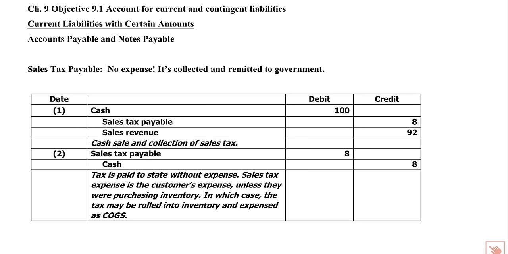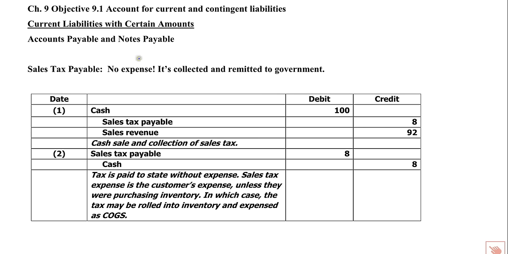All right, so the way the liabilities are structured goes from current liabilities, and then we're going to get down to the long-term liabilities. So first we're going to consider current liabilities that have certain amounts. So we have accounts payable, notes payable, sales tax payable. There's lots of different items that can fit in here. But the sales tax one is here because it's a little bit of a unique situation.